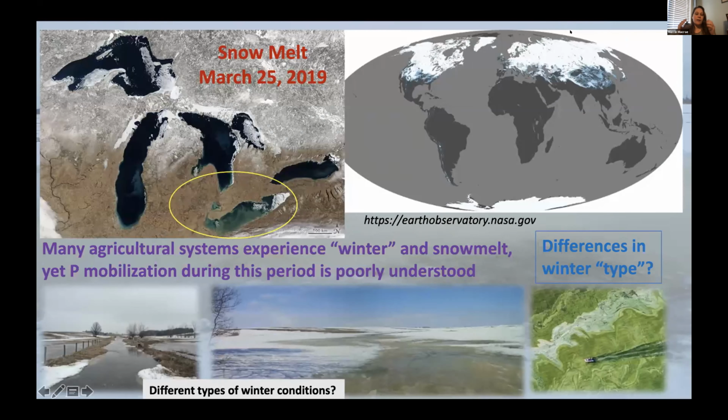Okay, so many agricultural systems experience winter and snowmelt. You can see from the map on the screen these are the regions in the Northern Hemisphere that are experiencing a lot of prolonged or decent amounts of snow cover and frost. And of course, today is a little bit more extreme. This is looking at Ontario and the Great Lakes region as late as late March.